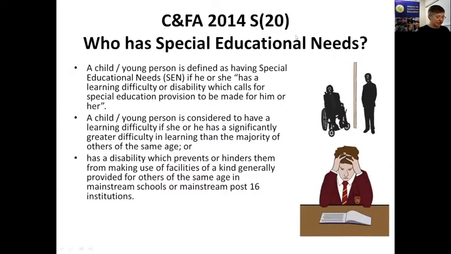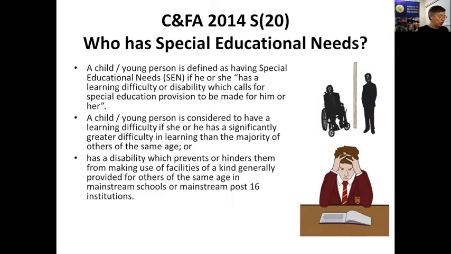Children and Families Act 2014, Section 20. Who has special educational needs? A child or young person is defined as having special educational needs if he or she has a learning difficulty or disability which calls for special education provision to be made for him or her.